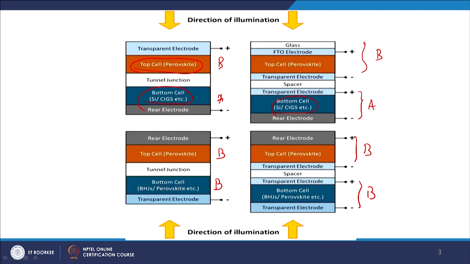For example, here you see that in both of these cases we have a perovskite material, in numbers 3 and 4. The only difference is that in number 3, both the solar cells have been sandwiched in between a tunnel junction, and here these are two different solar cells made of perovskite which have been sandwiched with each other. So, these are the four different possible architectures or configurations for a tandem solar cell.